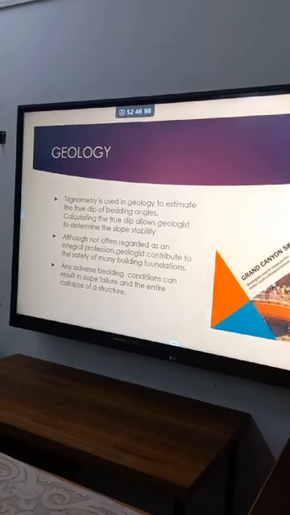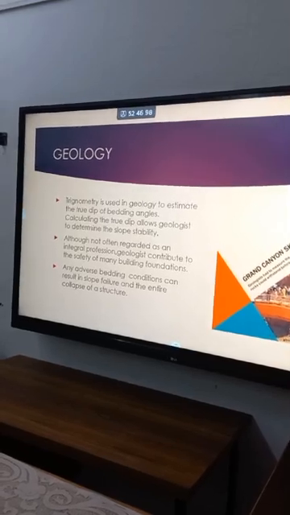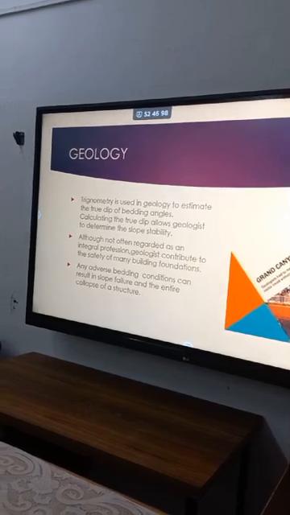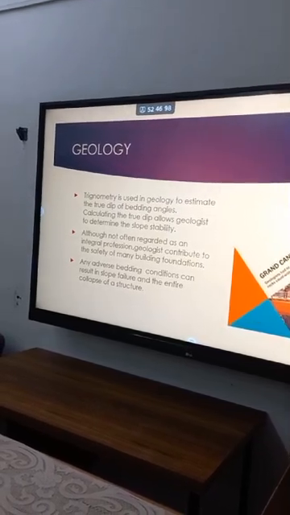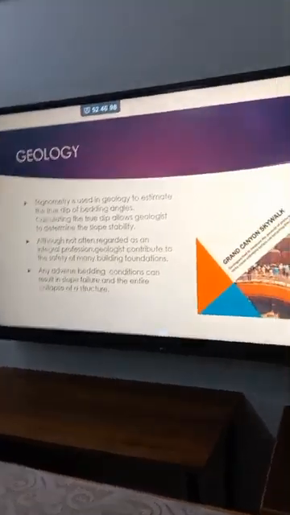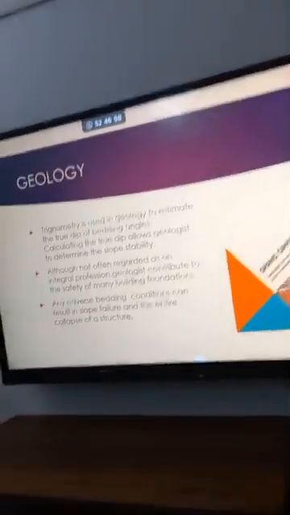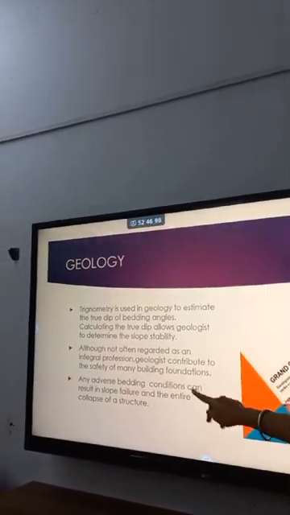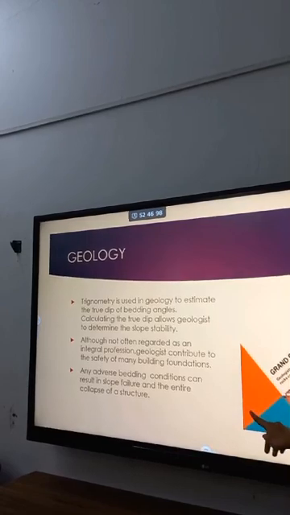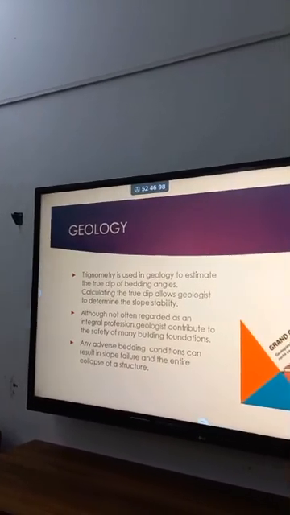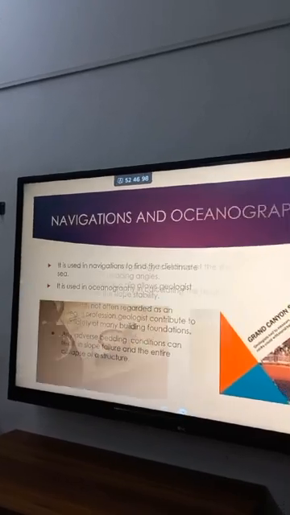Although not often regarded as an integral profession, geologists contribute to the safety of many building foundations. Any adverse bedding conditions can result in slope failure and the entire collapse of a structure. It means that it should have an exact measurement. If we take any adverse dip, not this exact angle which they have mentioned, any other angle, it may cause failure.